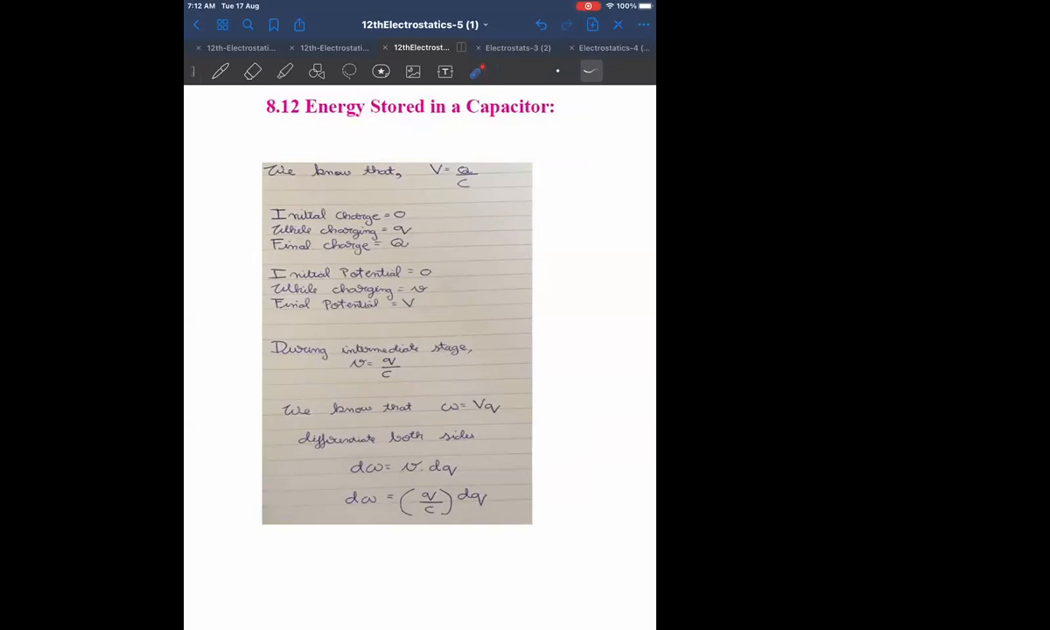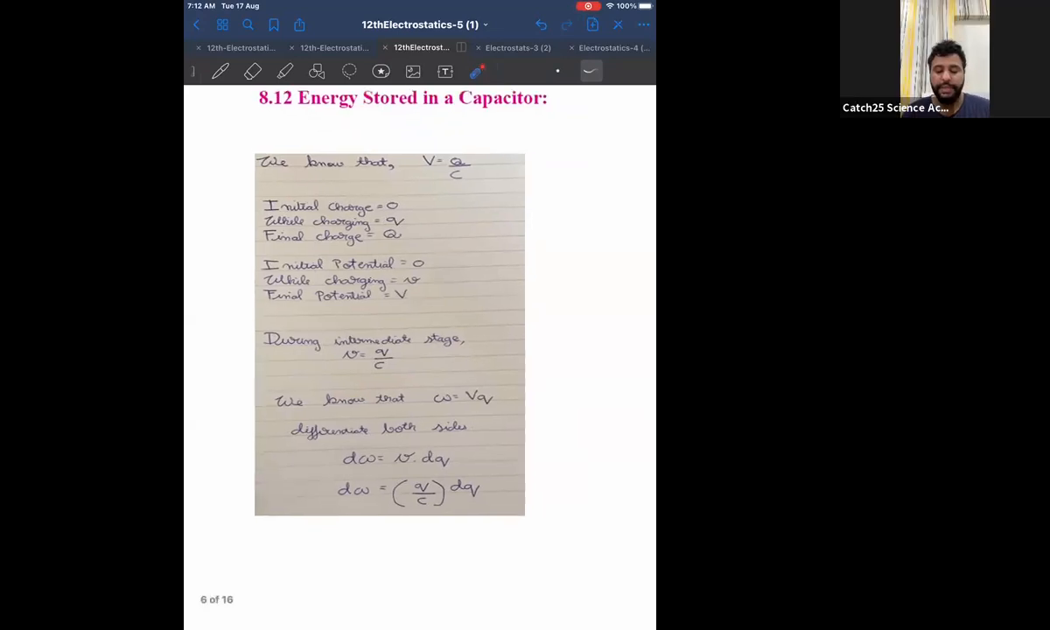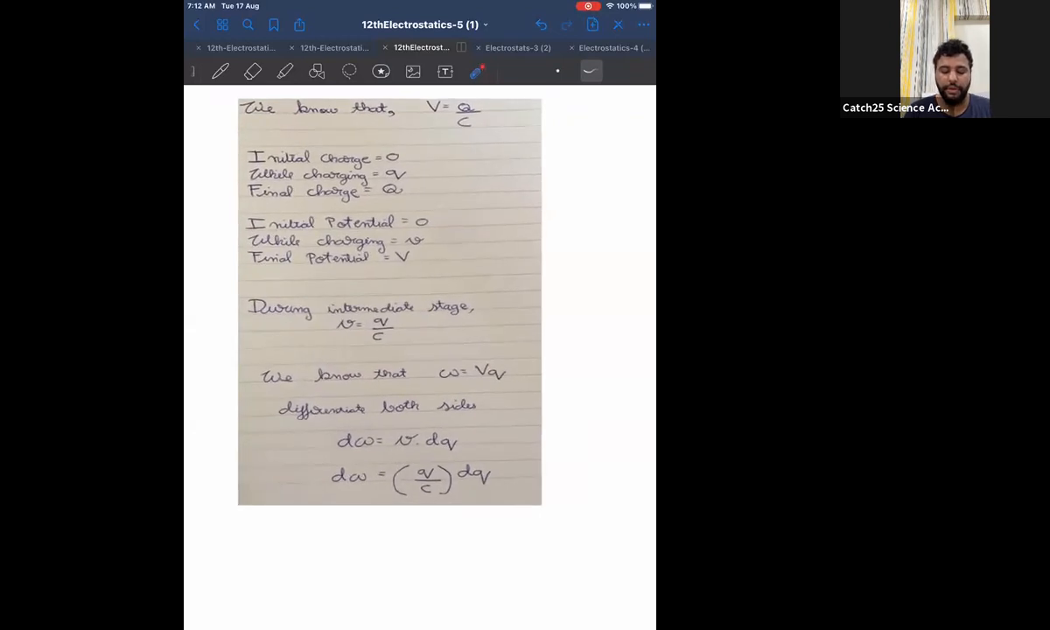Now listen to me. We know the formulas here. You know the formula Q equal to CV, correct? Everyone knows the basic formula for capacitor. The most basic formula for capacitor is Q equal to capital C, capital V. What is Q? Charge. What is C? Capacitance. What is V? Potential. Or I can say V is equal to Q by C.